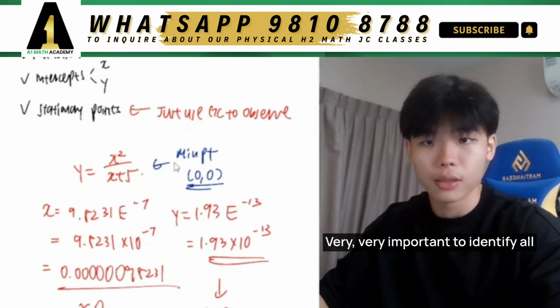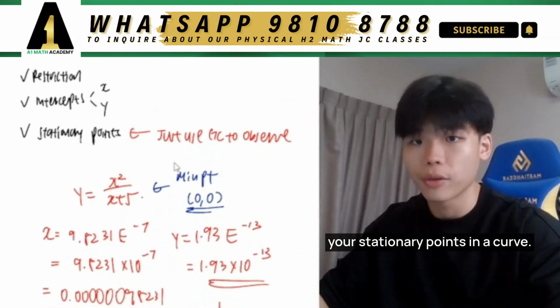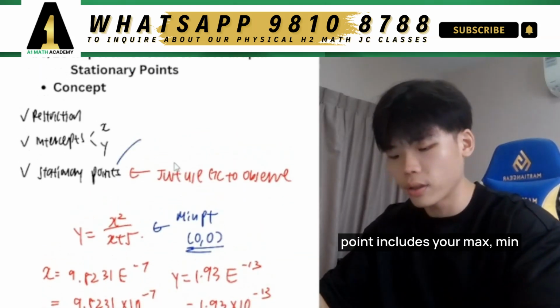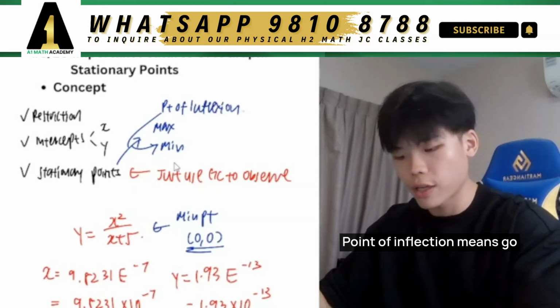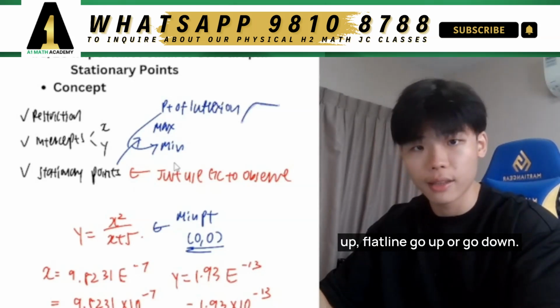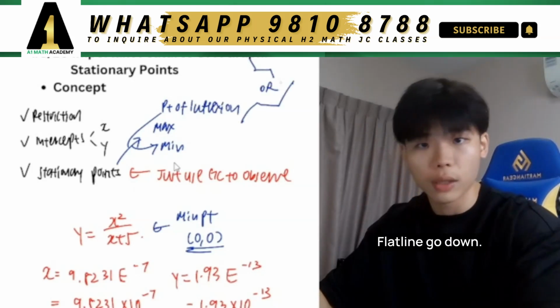Very, very important to identify all your stationary points in a curve. And just note that stationary points include your max, min, and point of inflection as well. Point of inflection means go up, flat line, go up, or go down, flat line, go down, right? It's as simple as that.